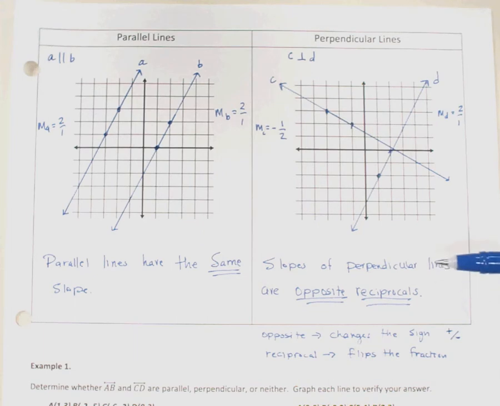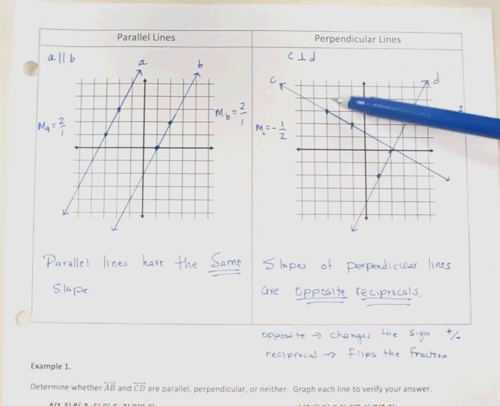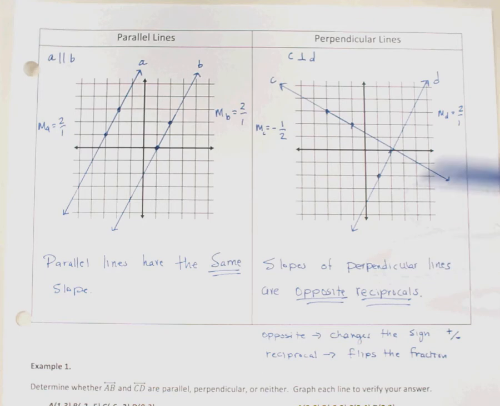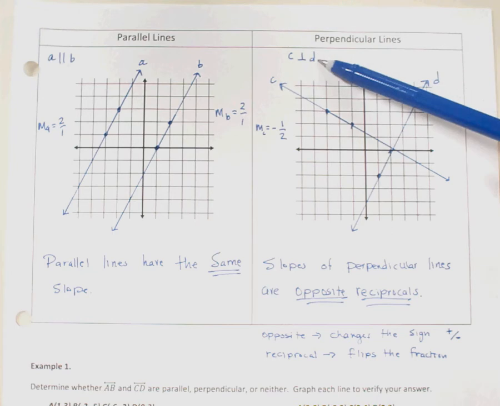On the right side, we have an example of 2 perpendicular lines. Perpendicular lines intersect to form right angles. So line C and line D are perpendicular. If I find the slope of line C, I'm going to move down 1 and right 2. The slope is -1/2. The slope of line D, I will go count up 2, right 1. The slope is 2 over 1. So I would say line C is perpendicular to D.